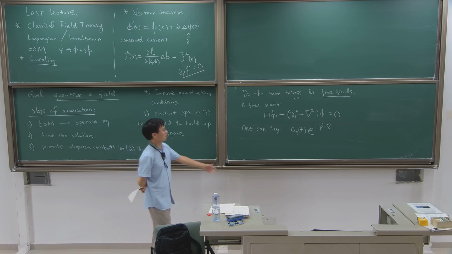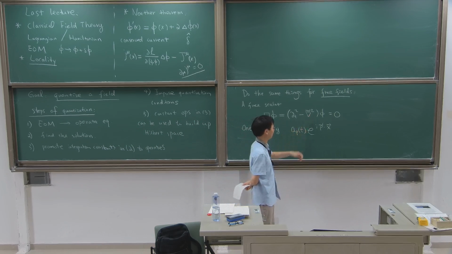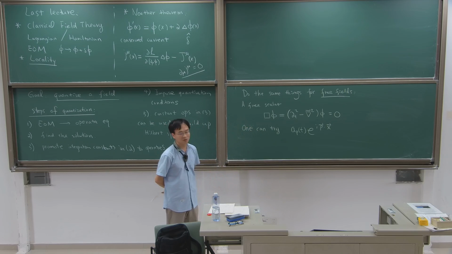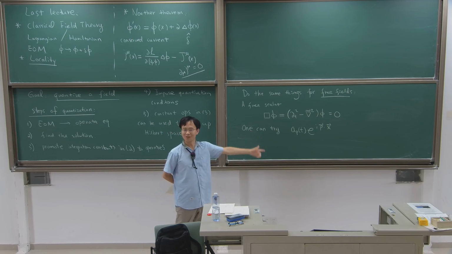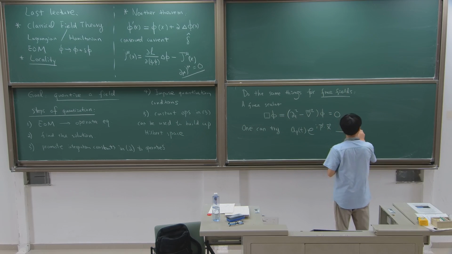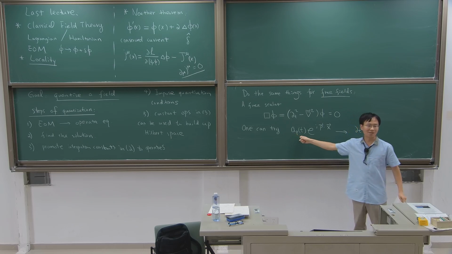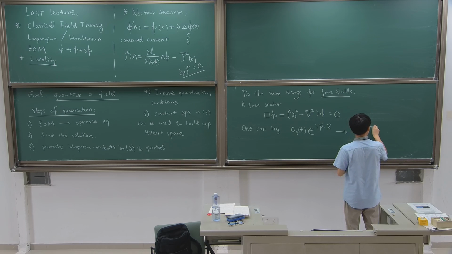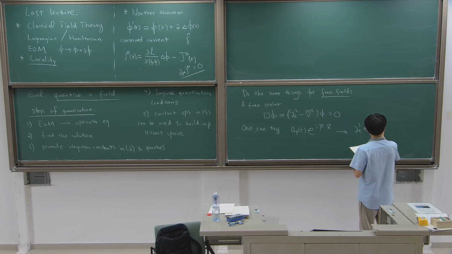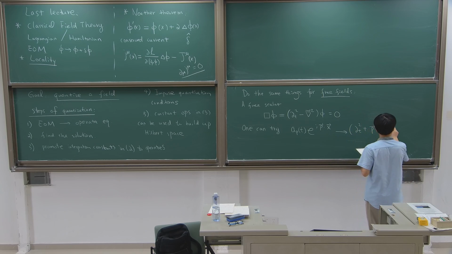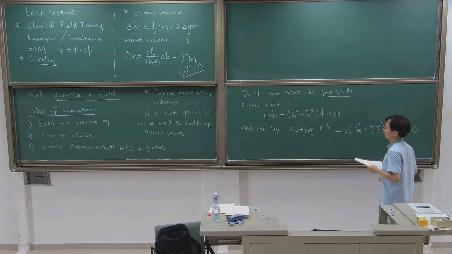We can just plug this kind of ansatz into the equation of motion and try to solve it. If you plug this in, you will get the equation, of course, for A_p(t). So ∂_t² plus p² acting on A_p will be equal to 0.